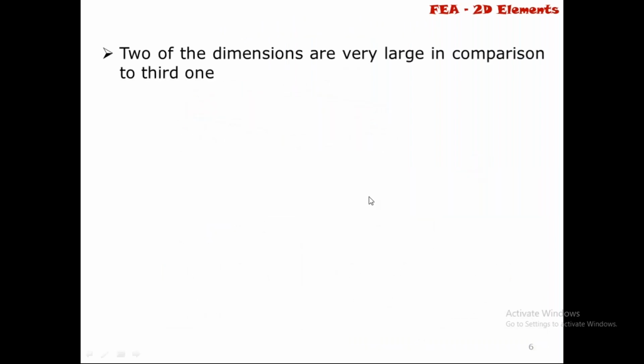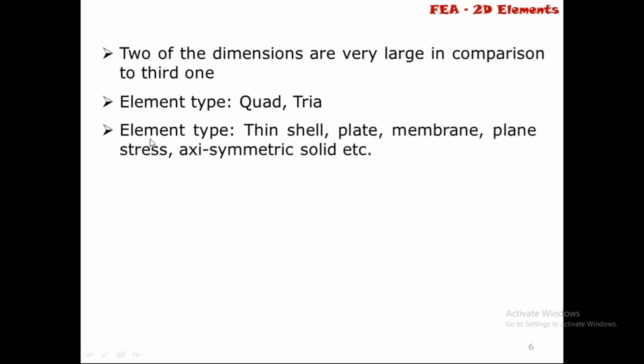Same. Two of the dimensions are very large in comparison to the third. That is a two-dimensional element. It means you consider a triangular plate or square plate having area in the x and y directions and negligible in the z direction. Types are quad and tra, that is triangular. Quad and tra, shortly said.